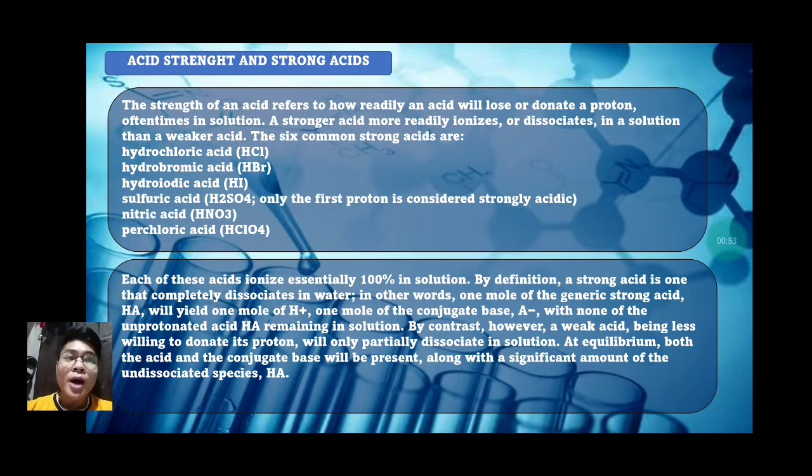In other words, 1 mole of a generic strong acid, HA, will yield 1 mole of H+ and 1 mole of conjugate base, or A-, with none of the unprotonated acid HA remaining in solution. By contrast, a weak acid, being less willing to donate its proton, will only partially dissociate in solution. At equilibrium, both the acid and the conjugate base will be present along with a significant amount of undissociated species, or HA.